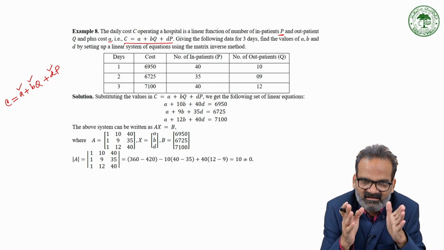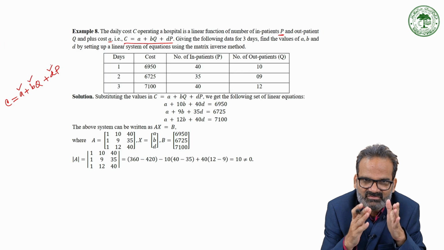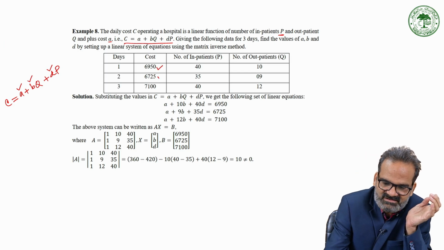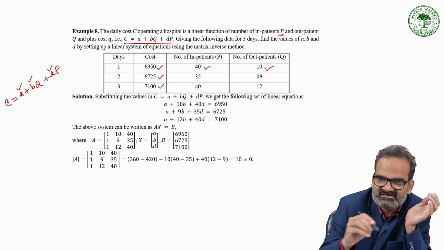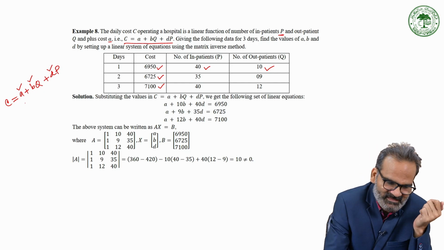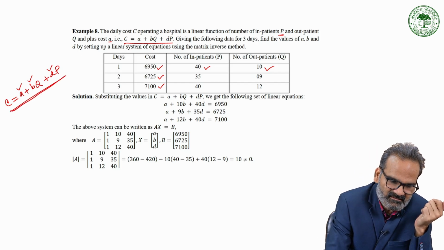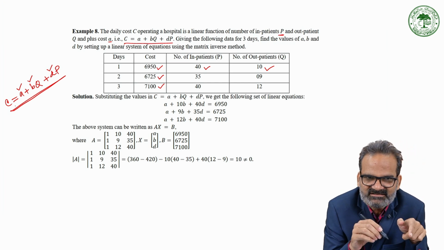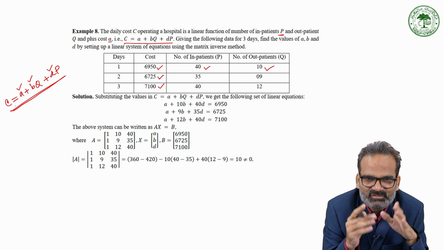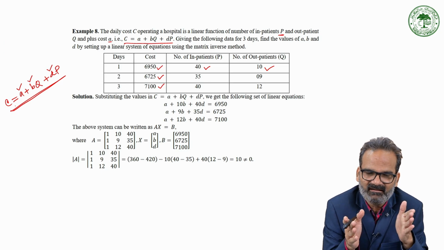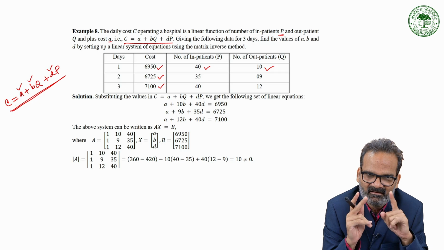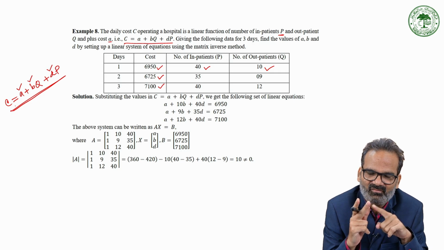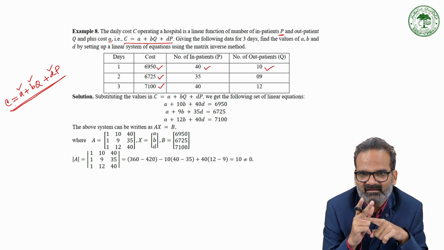Clear? So the data given in this table covers 3 days, 1, 2, 3. This is the cost for day 1, day 2, day 3. This is the number of inpatients, that is P, and this is the number of outpatients, that is Q. So what you will do here, this is your general function. Put in the values of the inpatients, outpatients, and the cost. You will get 3 equations because the data is given only for 3 days: one equation for the first day, one for the second day, and one for the third day.